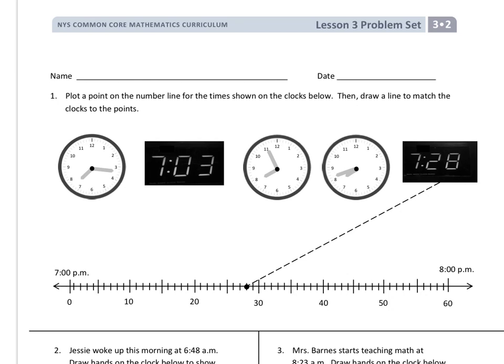All right, number 1 says, plot a point on the number line for the times shown on the clocks below. Then draw a line to match the clocks to the points. So you can see that our number line here has been filled out for us, starting at 7 o'clock p.m., ending at 8 o'clock p.m. because it goes by the hour. And my skip counts are there for me, but you can see that it's counting by 10, so my fives aren't there. Let's go ahead and add those in.